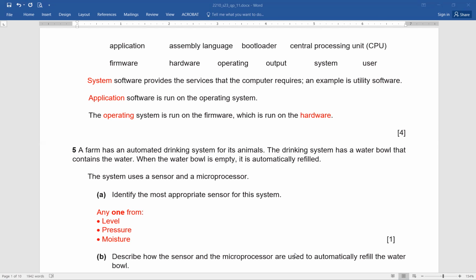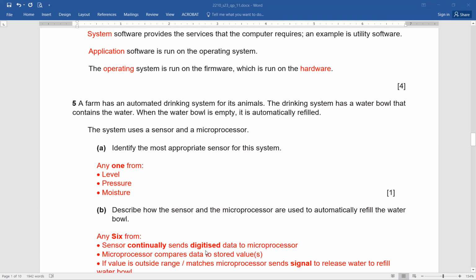Now you can see it is an automated system which is used by the farm for its animals, and it is automatically filling in the bowl. So which sensors are the best ones? Definitely level sensor, and then pressure sensor and moisture sensor. So these are the 3 correct sensors, and a student can choose any one and he will be able to score 1 out of 1. Okay.